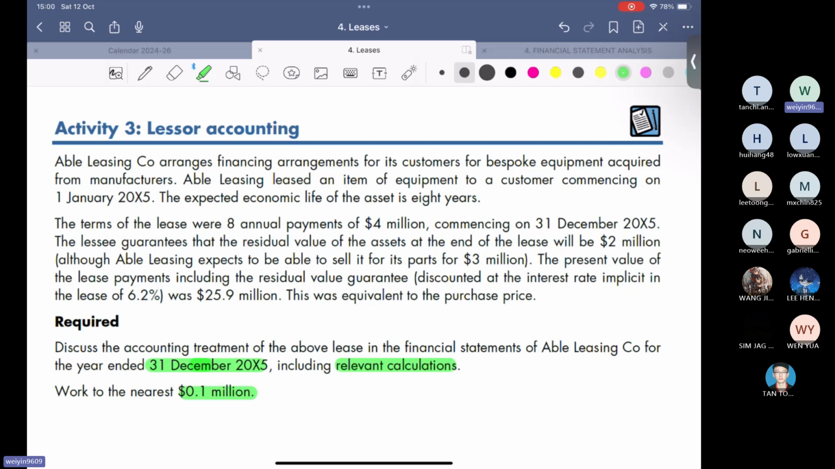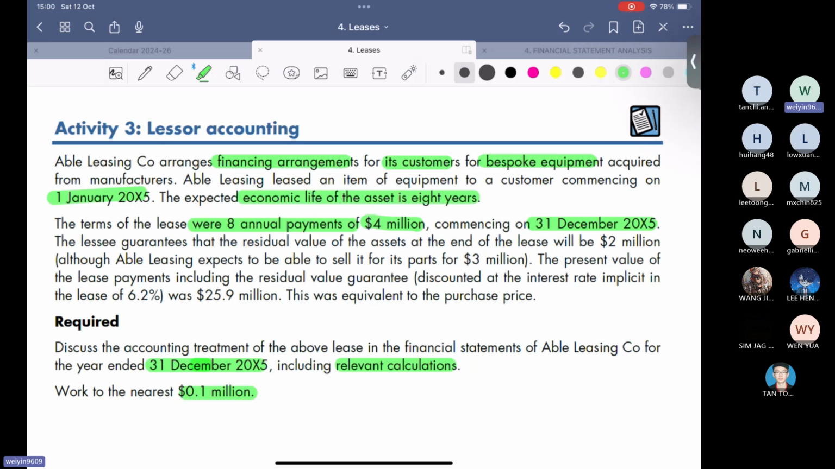Let's look at the question. So Able Leasing Co. arranged a financing arrangement for its customer for bespoke equipment acquired from the manufacturers. Able Leasing leased the item of equipment to a customer commencing on 1st January 2025. Expected economic life of the asset is 8 years. The term of lease is 8 annual payments of 4 million commencing on 31st December. Commencing on 31st December means that your payments are going to be received now, because you are the lessor, right?